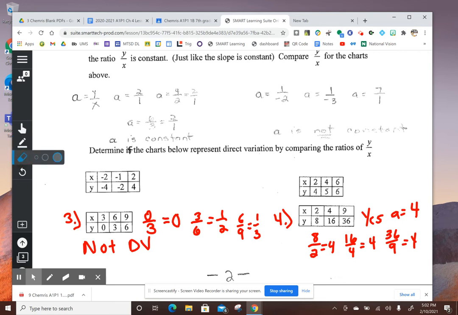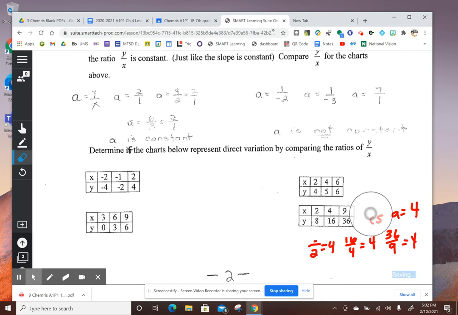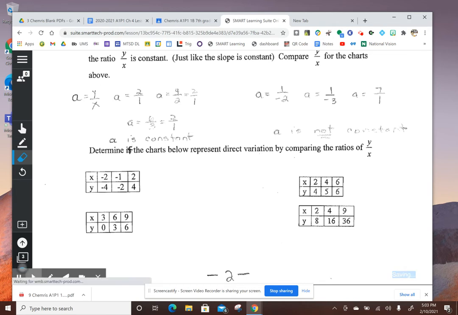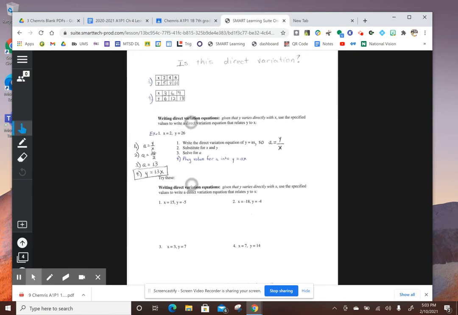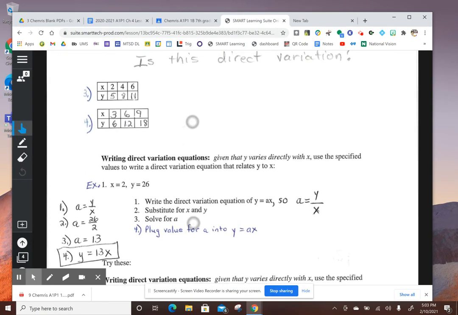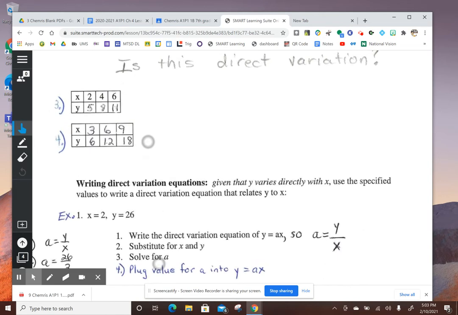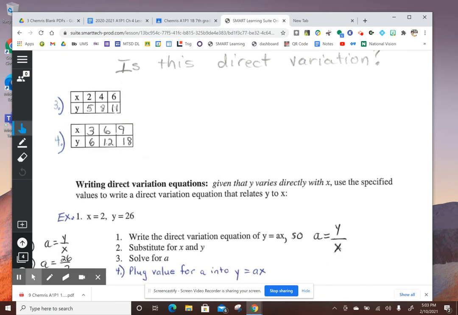Okay? Now, let's turn the page. And, okay, we have a different 3 and 4. So I want everyone to do 3 and 4 now. Again, you're going to put y over x, see if it's constant, and you're going to tell me if it's direct variation or not. So stop the video and start it again when you're done.